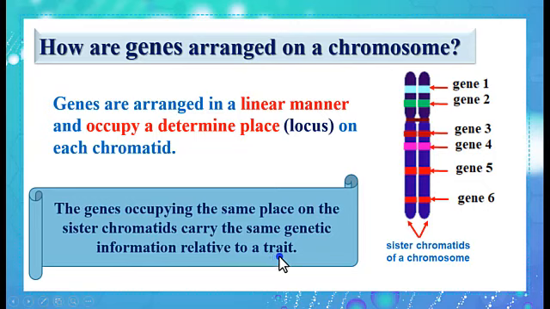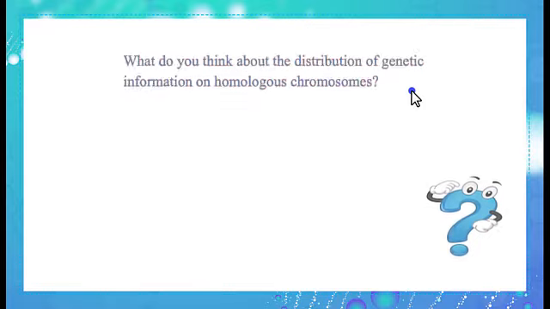So, what do we mean by this? For example, if gene 1 is relative to the eye color, then the two sister chromatids carry the same genetic information for this trait. If we talk about blue eye color, then on the two sister chromatids we have the blue eye color trait. This is for one chromosome with two chromatids.